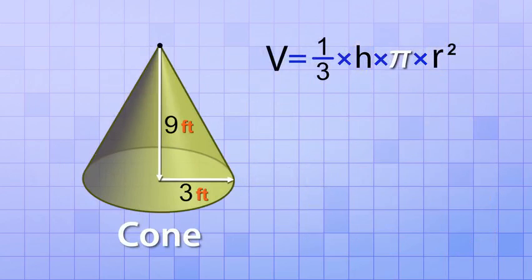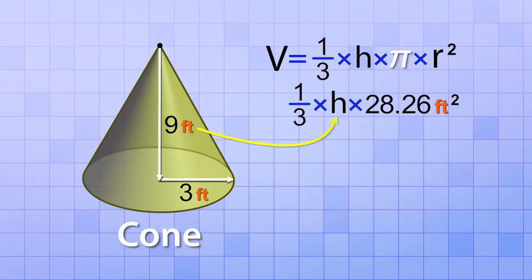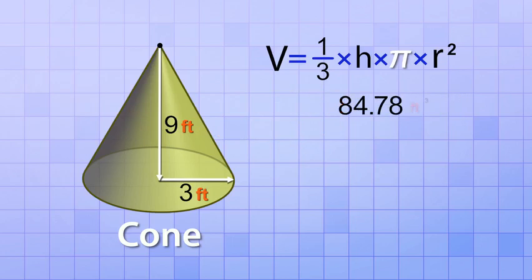So first, let's plug that radius into our equation and square it. 3 feet times 3 feet is 9 feet squared. Next, we multiply that by pi, again using 3.14, and we get 28.26 feet squared. You may notice that that's just the area of the base circle. But now we need to multiply that base area by 1/3 times the height of the cone. 1/3 times 9 feet is 3 feet, and 3 feet times 28.26 square feet gives us 84.78 cubic feet, which is the volume of the cone.